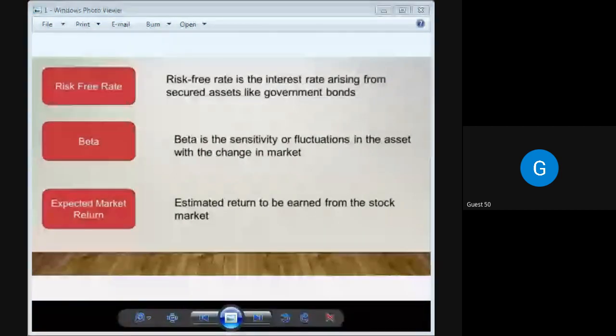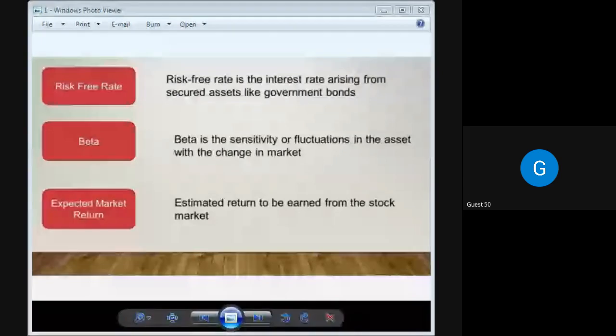Okay. And let's take an example. So suppose that the beta value is 1.20, right? And we consider that with a 1% change in the market, your asset is changing by 1.20%. So this is what the beta value is showing. So how sensitive is your asset as compared to the market fluctuations? Okay. The next is expected market return.